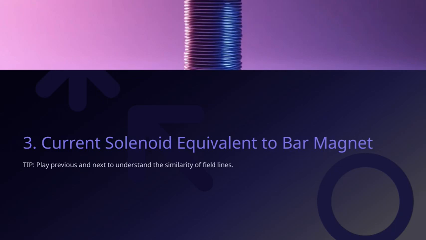Now, moving on to the main point of this slide, a current solenoid is essentially equivalent to a bar magnet. What this means is that when a current flows through a solenoid, it creates a magnetic field similar to that of a bar magnet. The field lines form closed loops, just like the magnetic field you see around a bar magnet. This equivalence is really useful because it allows us to analyze and understand magnetic phenomena in a more flexible way. Instead of thinking about permanent magnets all the time, we can use current-carrying coils to generate magnetic fields for various applications. So keep in mind, the key takeaway here is that a current solenoid can mimic the behavior of a bar magnet, which ties into our overall discussion of magnetic fields and their sources.